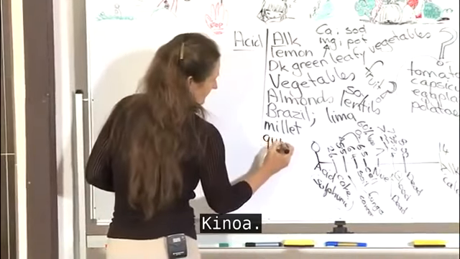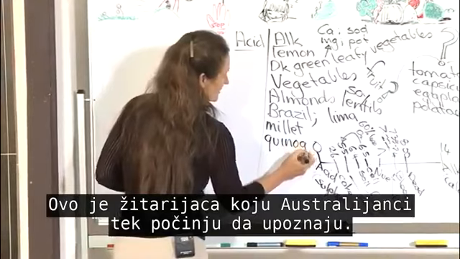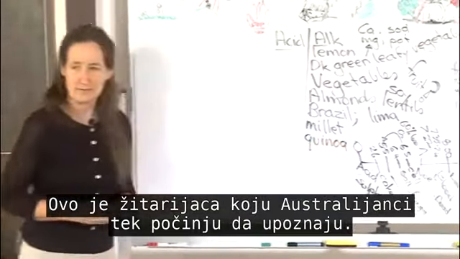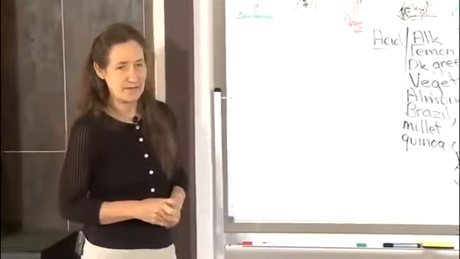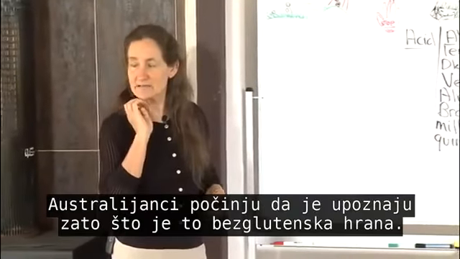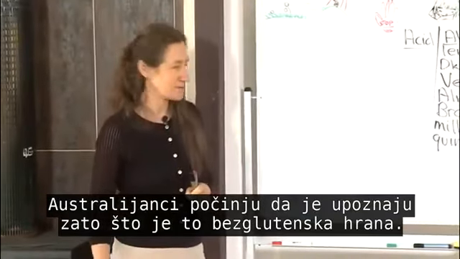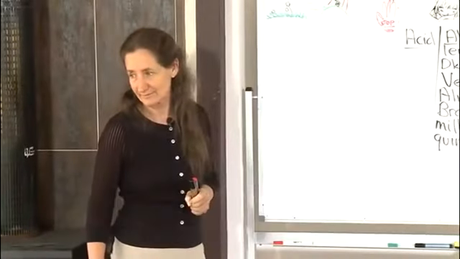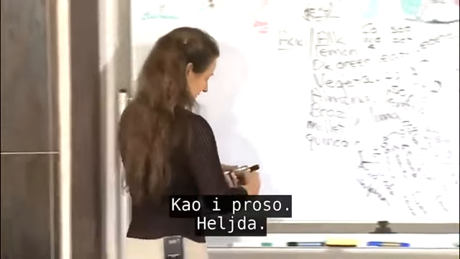Quinoa. This is a grain Aussies are just beginning to become familiar with. It's spelt quinoa, but it's pronounced quinoa. The Aztecs love their quinoa. Aussies are starting to get familiar with it because it's a gluten-free grain. So is millet. Buckwheat.